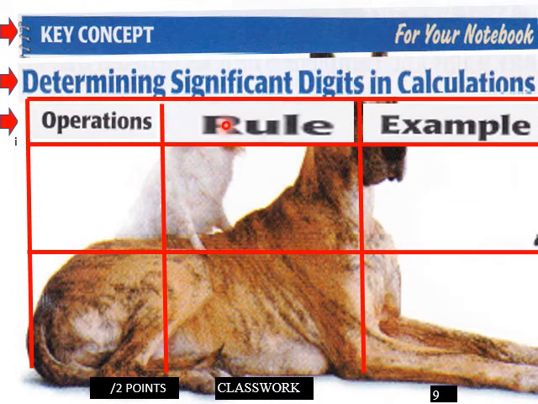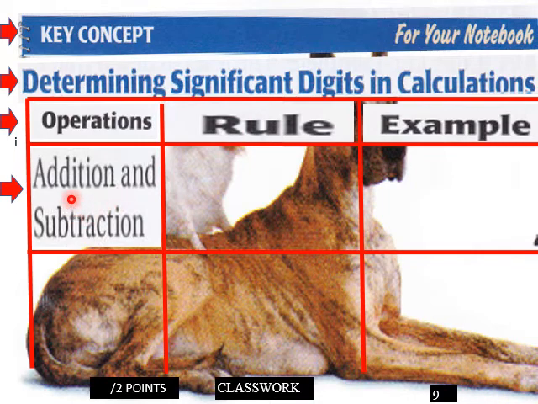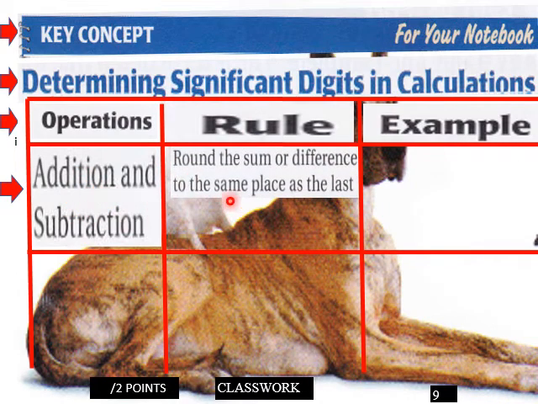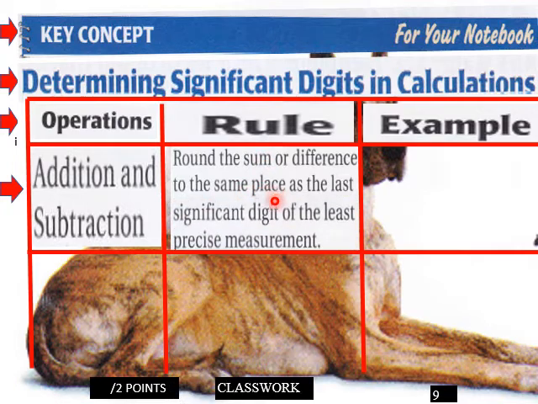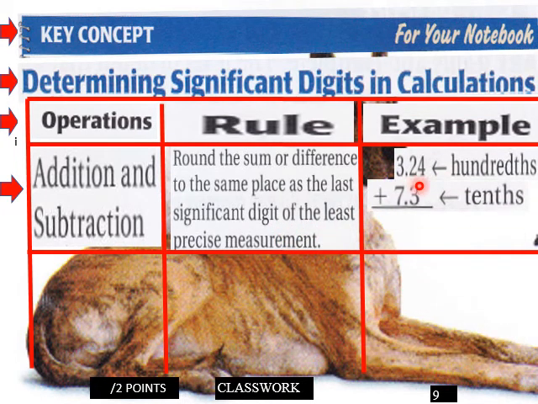Operations, rule, and then example. Say addition and subtraction. The rule is round the sum or difference to the same place as the last significant digit of the least precise measurement. So we have 3.24, this is hundredths, plus 7.3, which will be tenths. So we have a measurement here in tenths and one in hundredths.